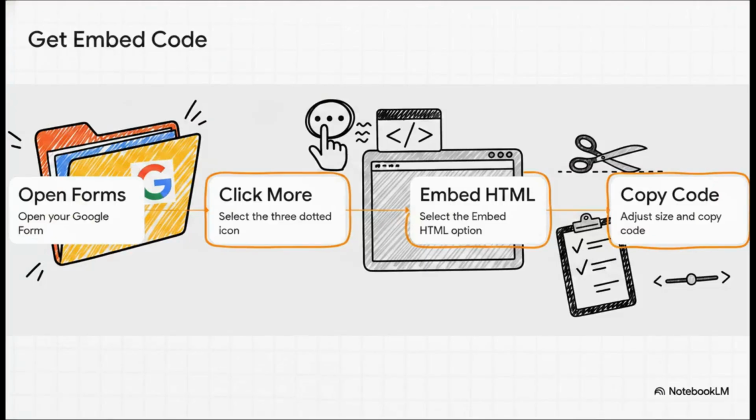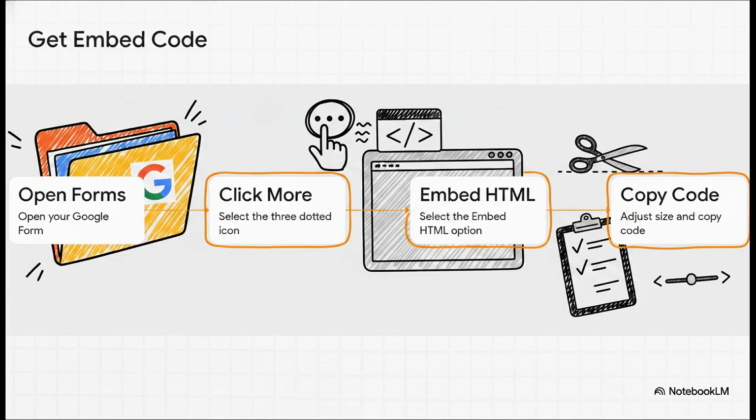Okay, don't worry, the technical side is an absolute breeze. It's incredibly straightforward. First, simply open up Google Forms. You can create a brand new inquiry form from scratch. Actually, scratch that. You can also just open one you already use if you have it. Once your form is ready to go, look up at the top right corner for the icon with 3 dots. That's your More menu. Click that, and from the dropdown, select the option that says Embed HTML.